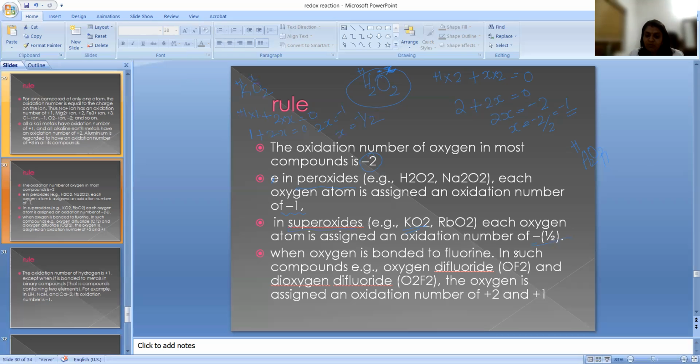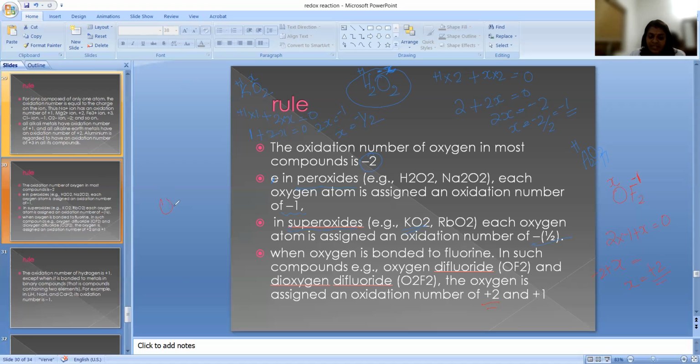When oxygen is bonded to fluorine, in compounds such as oxygen difluoride and dioxygen difluoride, it has a positive oxidation number. Let us see that. That is OF2. Fluorine always has -1 oxidation number, so we put oxygen as X. So 2 into -1 plus X is equal to 0. 2 into -1 means -2 plus X, so X is equal to +2. So it gets a +2 oxidation number.